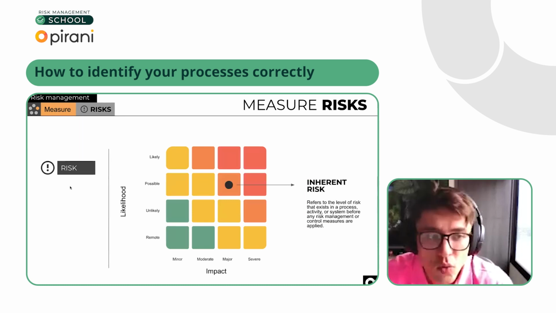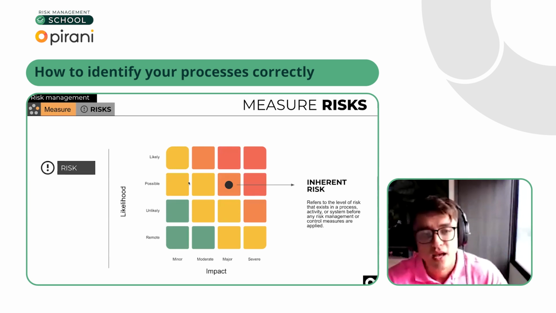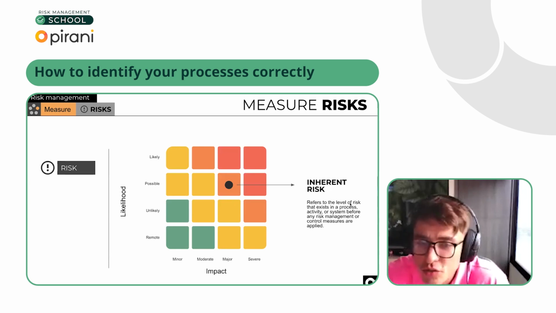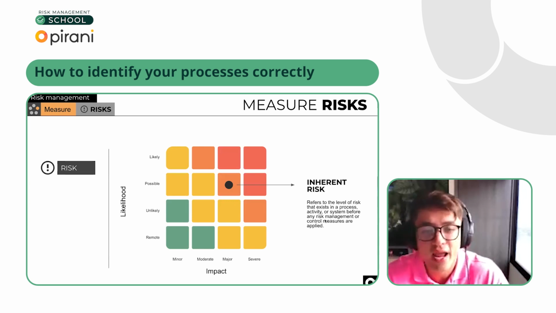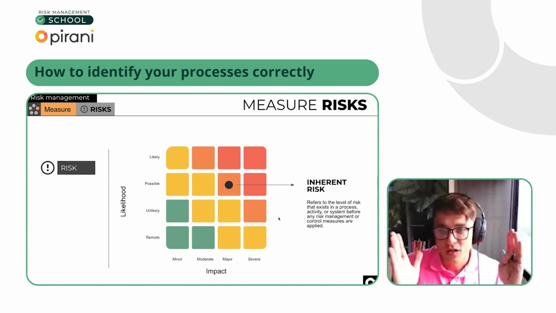And then once we have the evaluation or the assessment of the risk, and we can put the risks in the risk heat map, I'm going to have the inherent risk that refers to the level of risk that exists in a process, activity, or system before any risk management or control measures are applied. So this is the theory of this masterclass here.